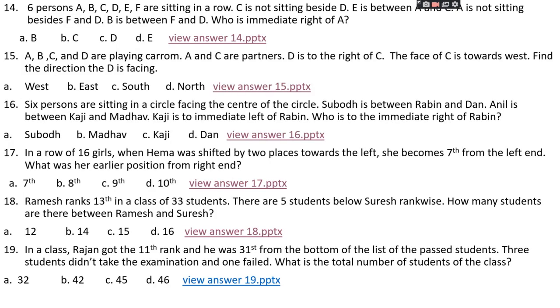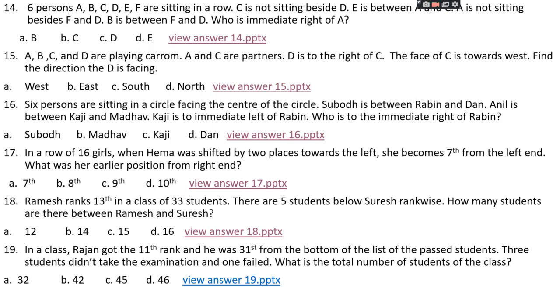Question number 19. In a class, Rajan got the 11th rank, and he was 31st from the bottom of the list of passed students. If 3 students didn't take the examination and 1 failed, what is the total number of students in the class? Option A, 32. Option B, 42. Option C, 45. Option D, 46.